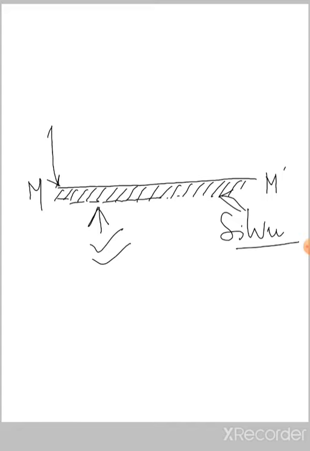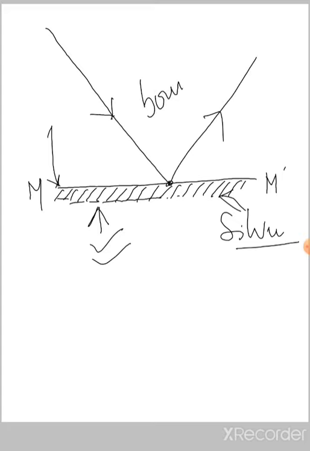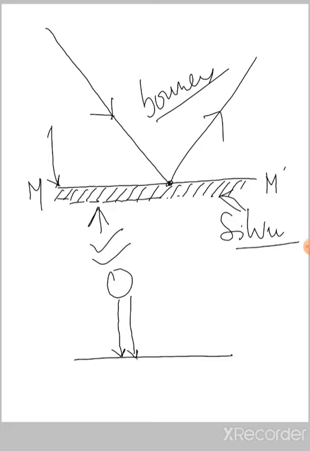When a ray of light strikes this surface, after striking it, it bounces back. Similarly, you can take one example. If you drop a football from a height to the ground, after striking the ground, the ball bounces back, right? In the same way, light also bounces back whenever it strikes a plain surface which is highly polished, or a mirror.